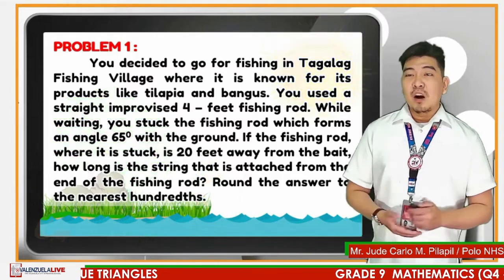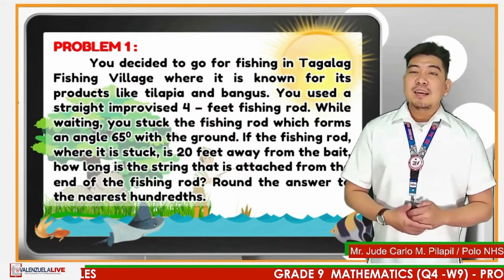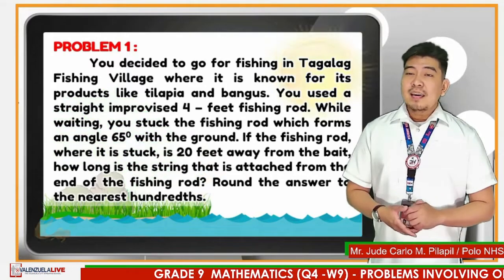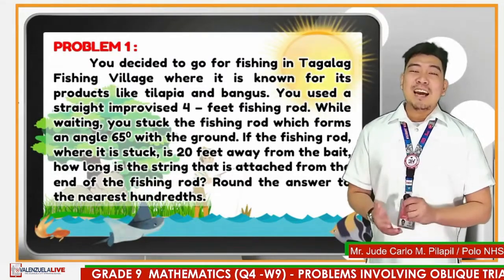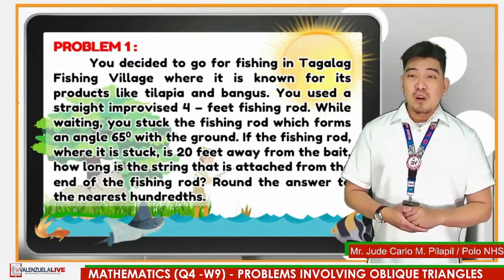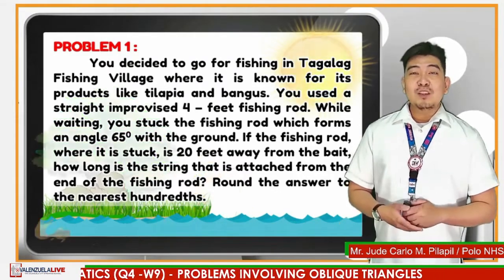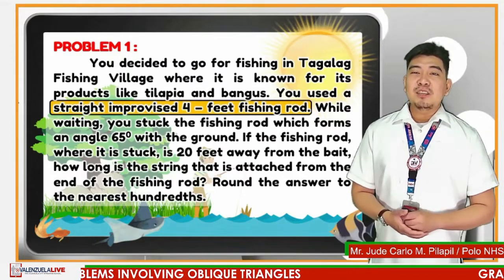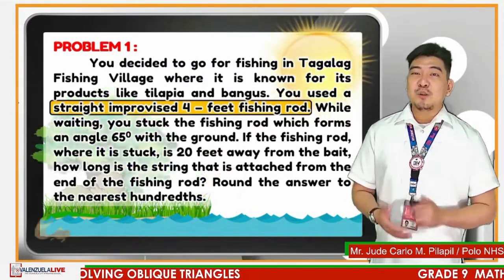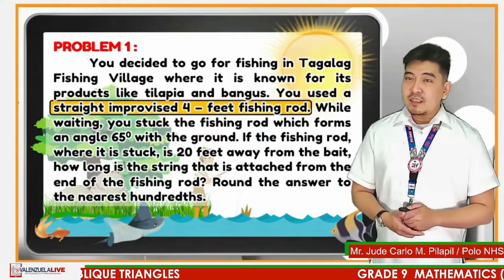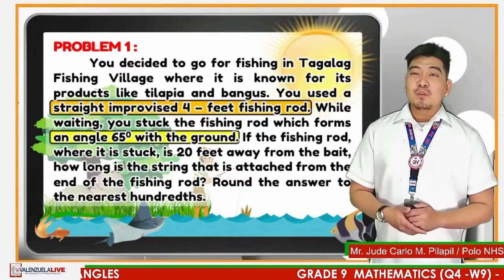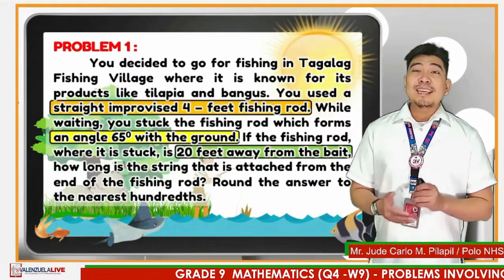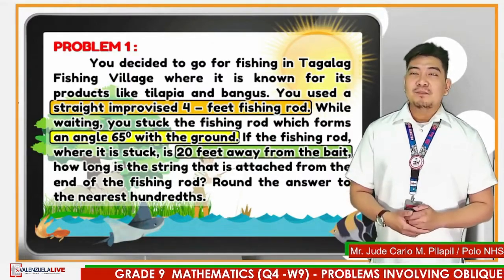If the fishing rod, where it is stuck, is 20 feet away from the bait, how long is the string that is attached to the end of the fishing rod? Round the answer to the nearest hundredths. The given information that we can use are the length of the straight improvised fishing rod, the angle formed with the ground, and the distance from the fishing rod where it is stuck to the bait.